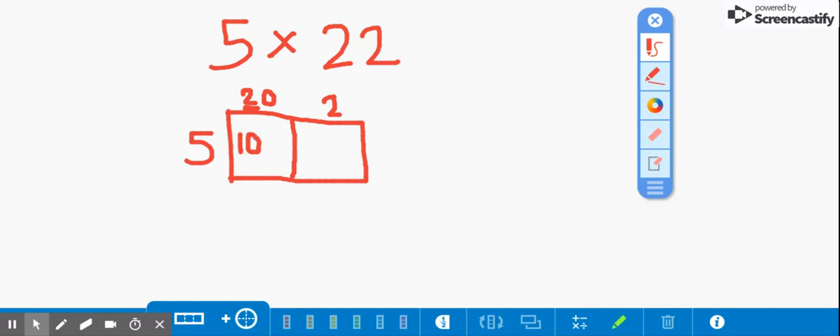But we weren't really doing 5 times 2. We were really doing 5 times 20. So we need to add this extra 0 to the end. So 5 times 2 is 10, but 5 times 20 is 100. Then we can do this box. 5 times 2 is 10. And then we always have to put our products back together, which would equal 110.